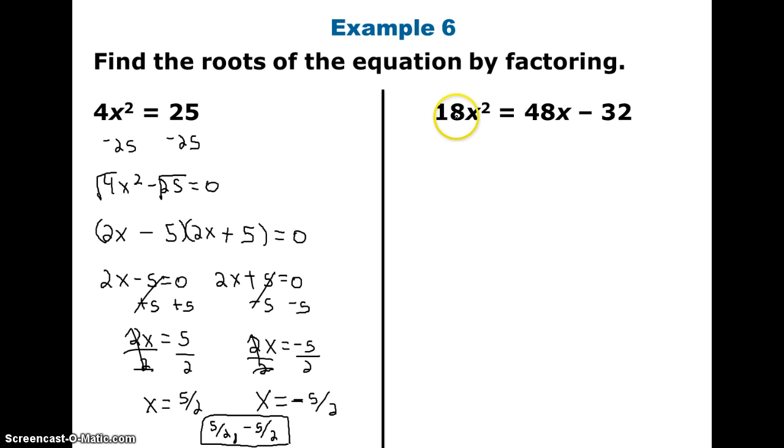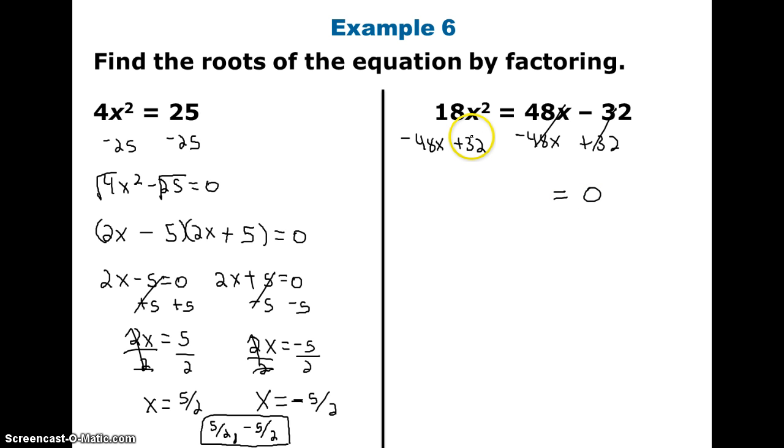Now for the next example, we do have more terms. So first of all, we need to have a 0 on one side. And notice this is a. X squared has a. So it is positive. So I'm not going to do anything to it. I am going to subtract 48x to move it to the other side. I'm going to add, which is the opposite of the negative 32, add 32, so I can get it to the other side. So this is minus 48x over here, add 32 over here. So this is going to cancel, that's going to cancel. So we do have a 0 on the right side.